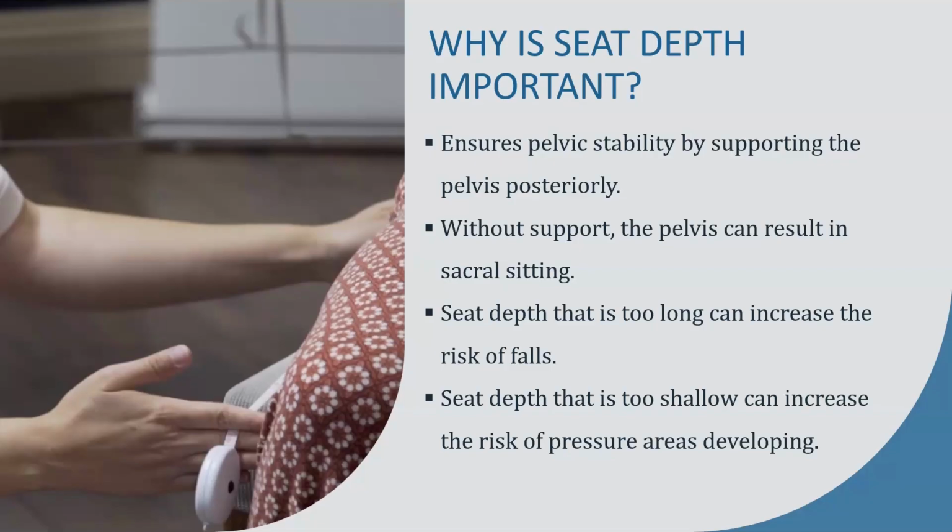Now, when we set the seat depth correctly, the individual's pelvis should be positioned at the back of the chair with an approximately 2-finger gap between the back of the knee and the front edge of the seat cushion. And this allows some space as well if we are looking at elevation, to accommodate those pivot angles that are happening.